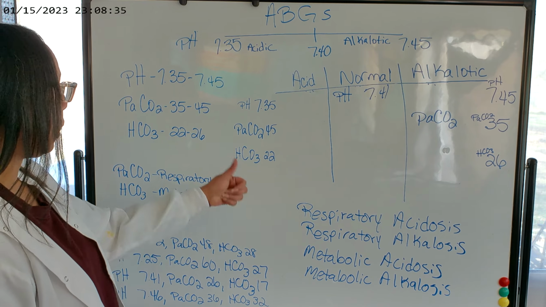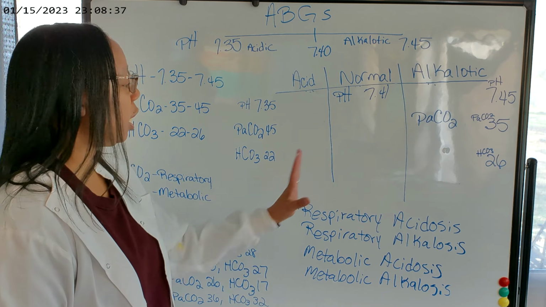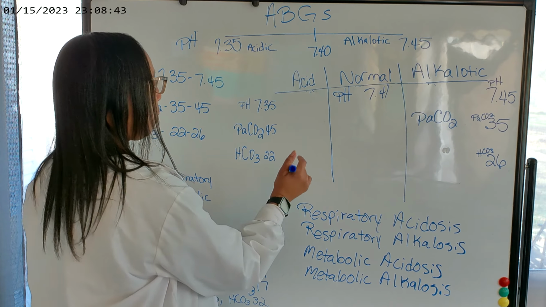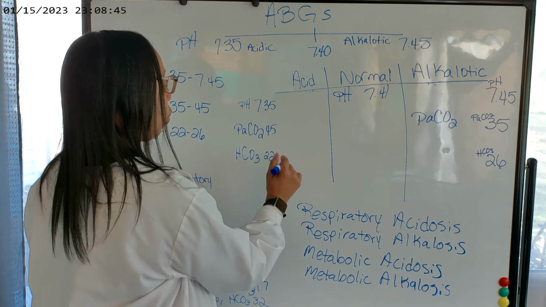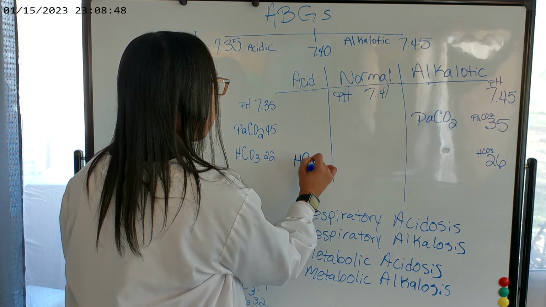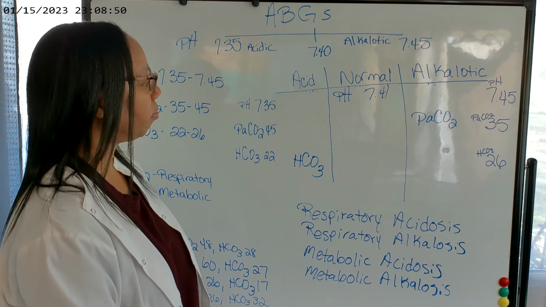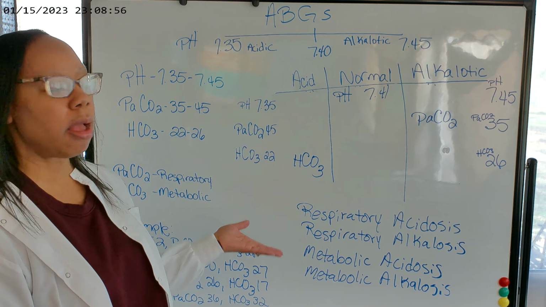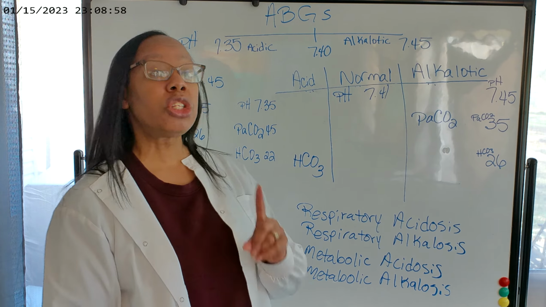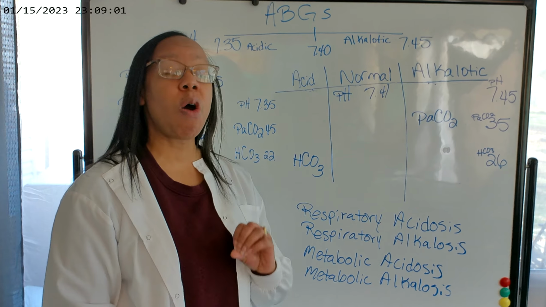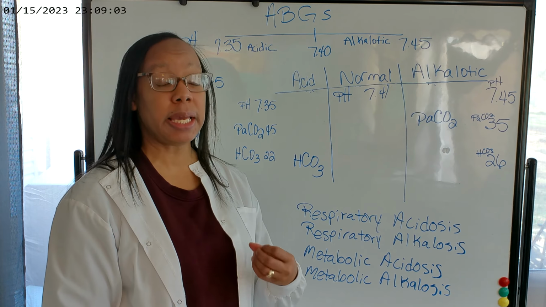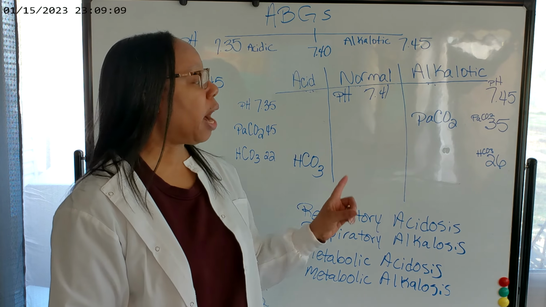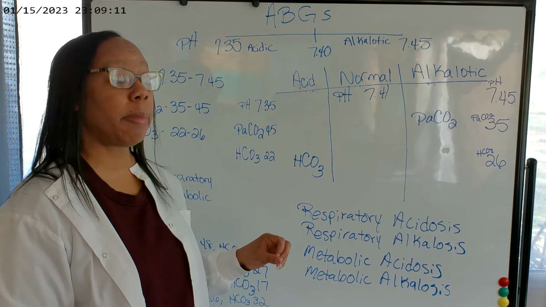HCO3 of 17, is that below 22, above 26, or somewhere in the middle? HCO3 of 17 is going to be below 22. So our HCO3 is going to be acidic. All right, now, how do we determine if it's respiratory or metabolic? Our pH is normal. So, with the pH being normal, that automatically tells you it is fully compensating. Your pH is normal, so it's fully compensating. But how do we determine if it's a respiratory or metabolic issue?